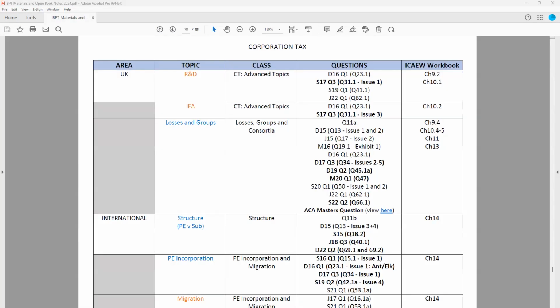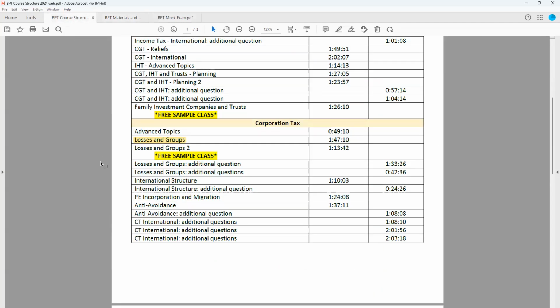After you've watched me work through an exam question on a topic, you can then go and attempt other similar exam questions so that you can practice my exam technique. So you could then go away after the losses and groups class and go and practice the other questions which have examined losses and groups. And you can apply my exam technique to those other questions and therefore watch your marks drastically improve. And breaking it down like this will enable you to master BPT one topic at a time.